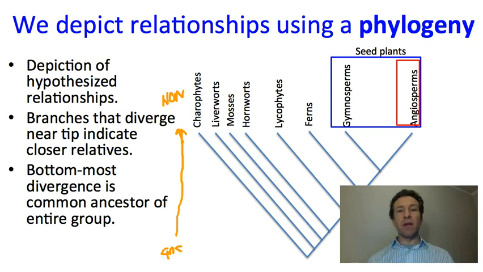Branches that diverge near the tip up here are recent events, and divergence events down here are more ancient events. So here's the most recent event. Actually, this is a phylogeny of all land plants. The most recent event depicted here is the split between gymnosperms, the cone plants, and angiosperms, the flowering plants. Our very first split on this tree was the split between the charophyte algae and the terrestrial plants.